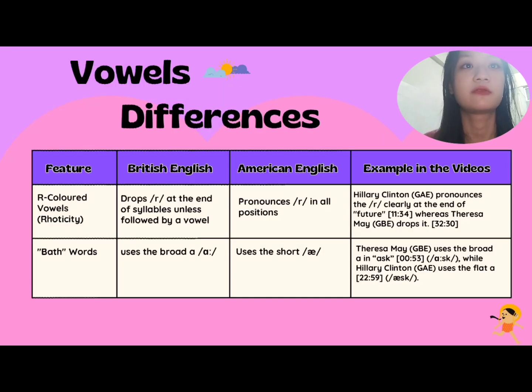The treatment of the R sound presents a major distinction. American English is rhotic, pronouncing R in all positions, while British English is non-rhotic. They drop the syllable-final R unless followed by a vowel. We can see this through the word future, which is pronounced by Hillary Clinton with a clear R sound, while Theresa May says it without the final R.